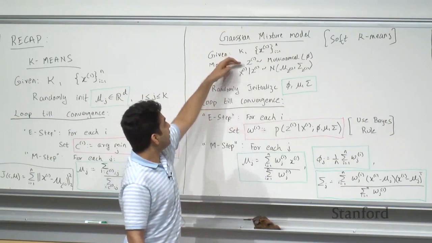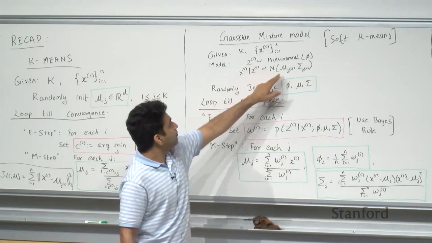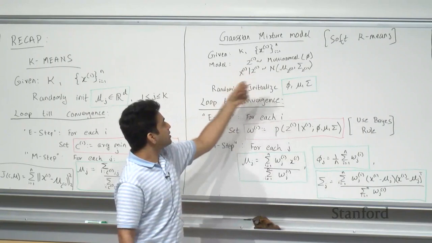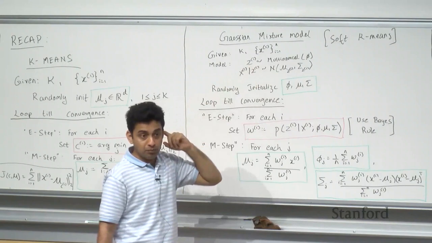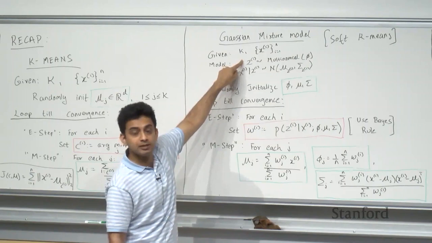And then once we know the zi's, for each identity of zi, there is a corresponding mu and sigma, right? And the x's are sampled from the corresponding Gaussian based on the value that z was sampled from. So it's important to note that z in this case is discrete, right? Because it is sampled from a multinomial.